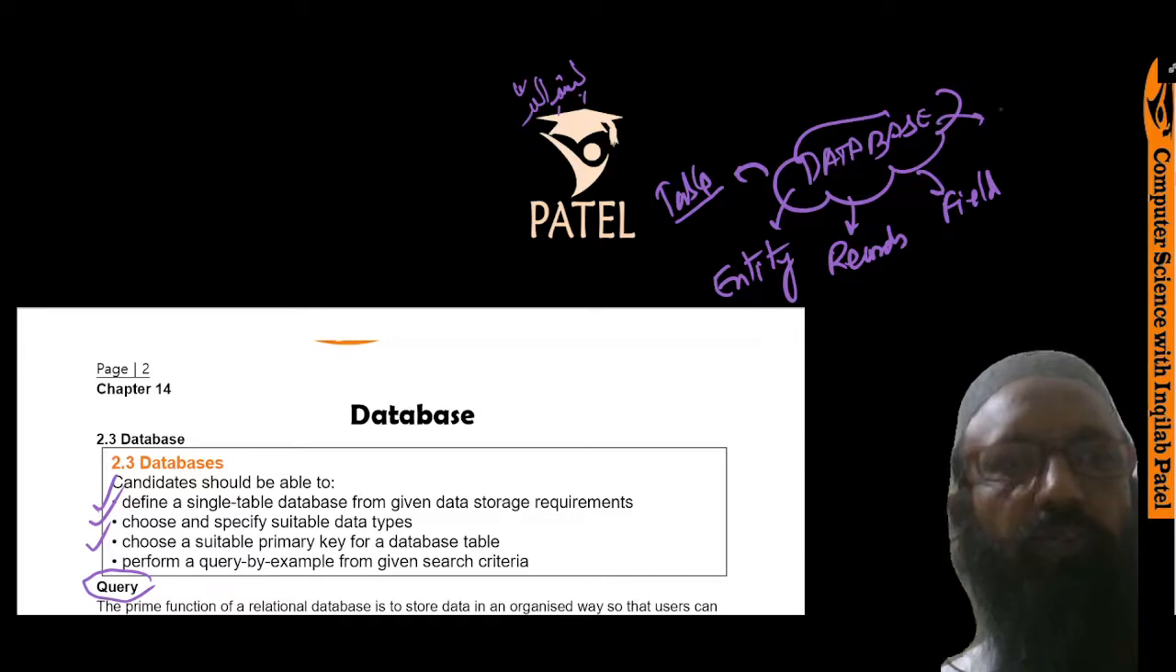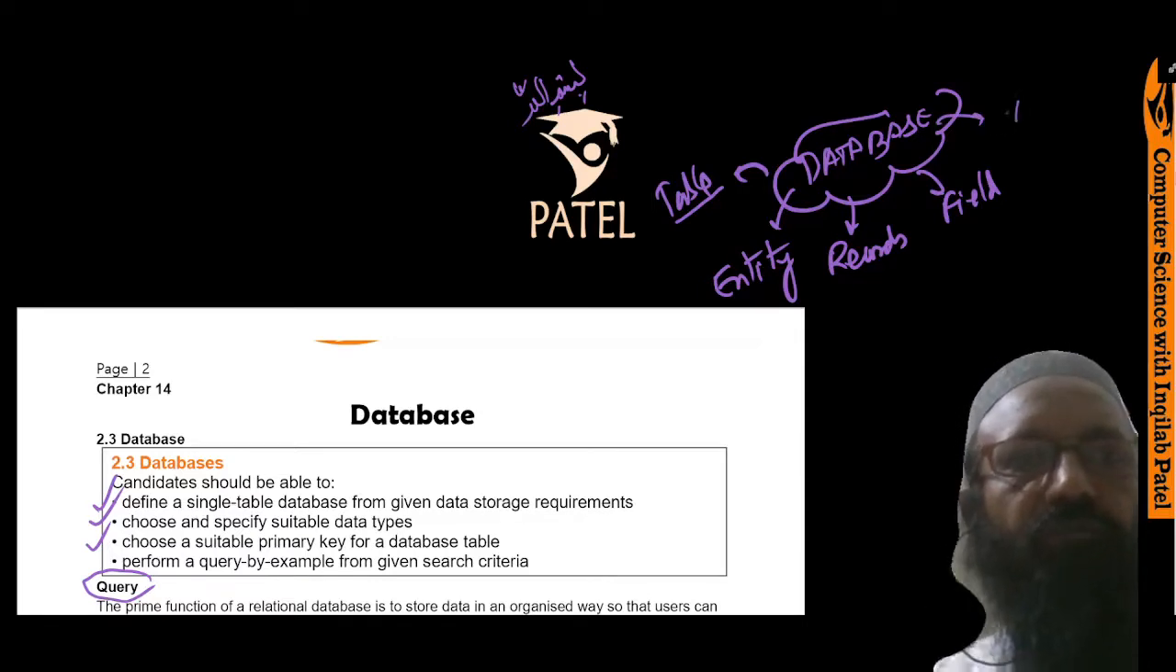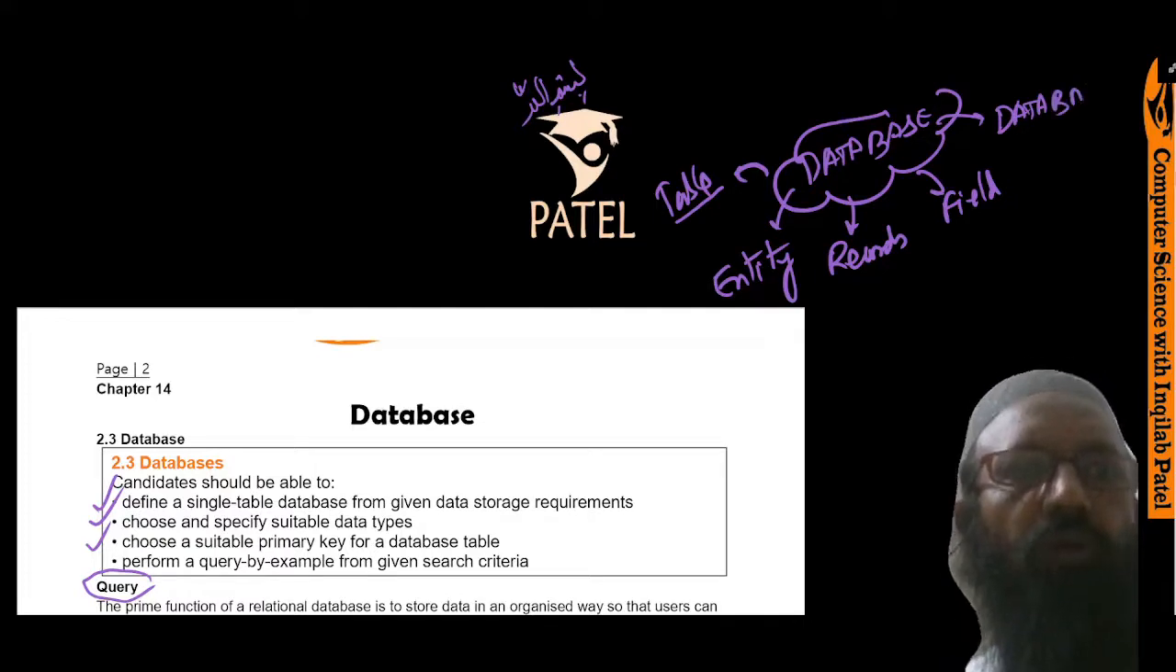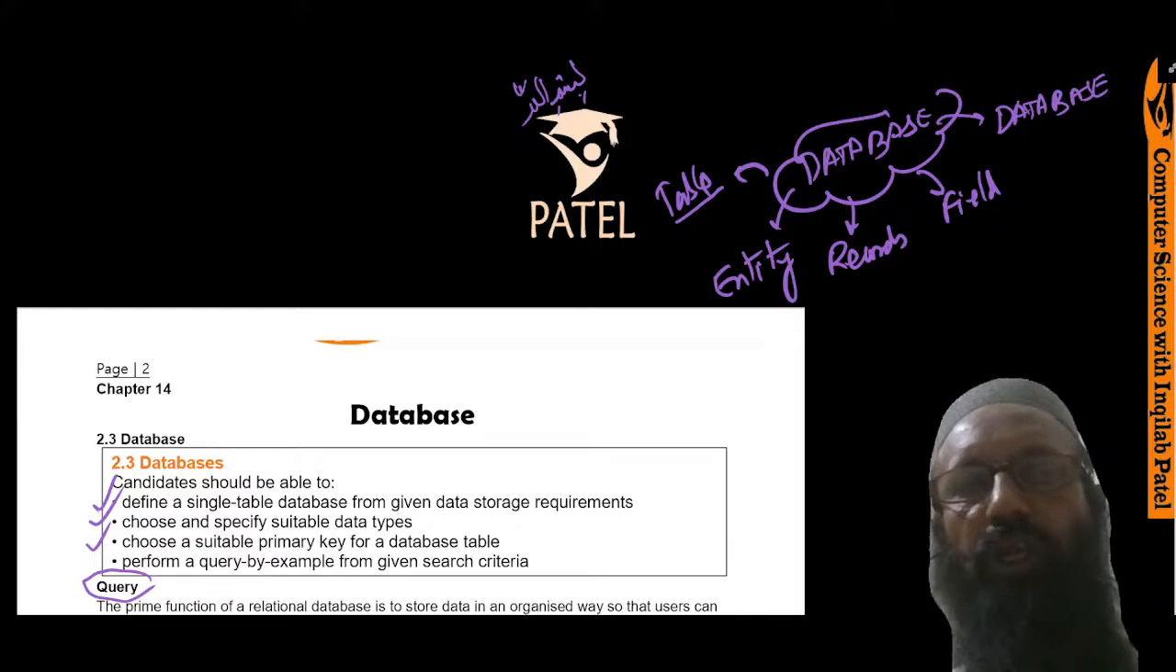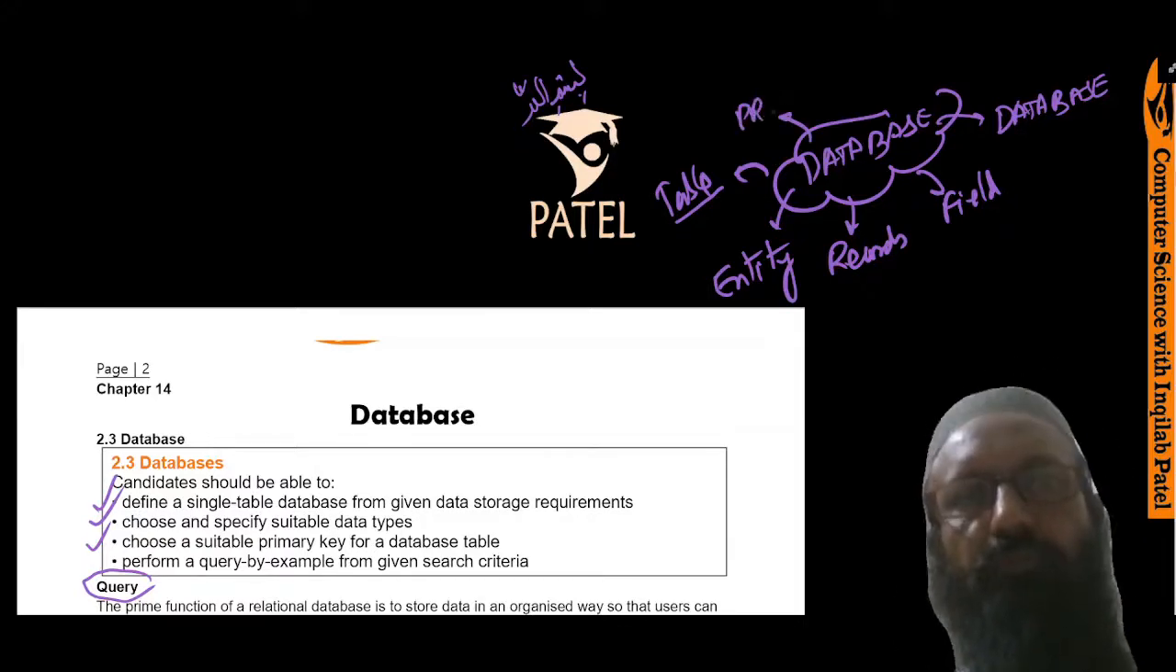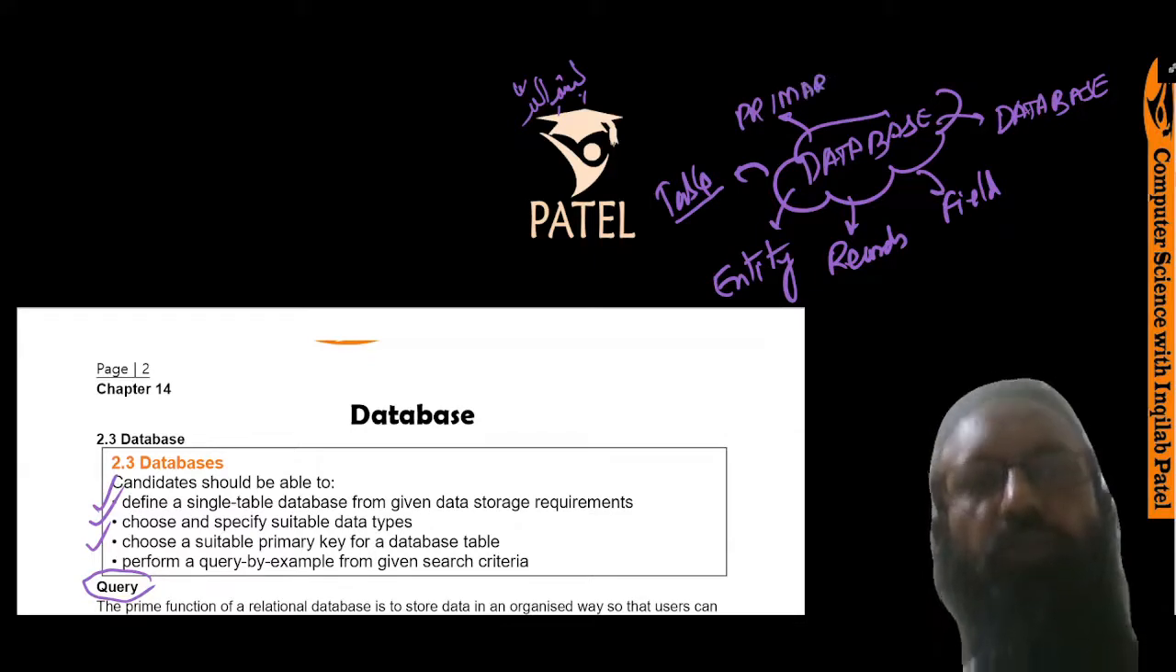Then data type. We have studied that there are some specific data types, for example, text, number, boolean and date, and primary key: the field that contains unique data items.